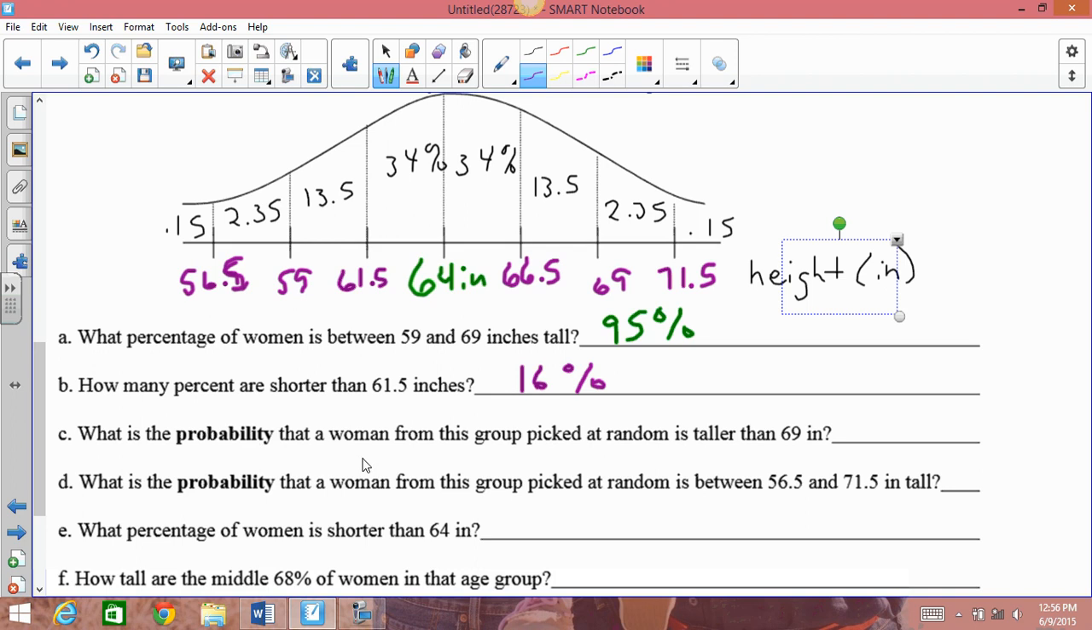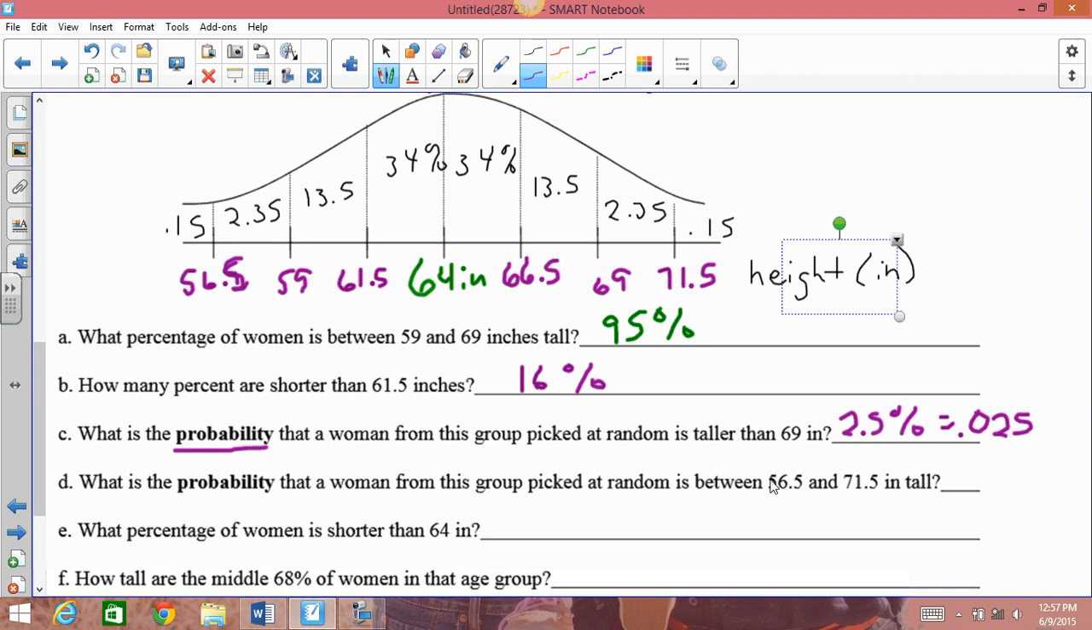What is the probability? We'll talk about the difference there. Probability just means your answer is going to be expressed as a decimal and not a percentage. Picked at random is taller than 69 inches. So taller than 69 inches, here's your 69. You want to be taller than that, so that's going to be going to the right. That would mean to add these two pieces together, that would give you 2.5. Remember, that's measured in percentages, so since you want probability, you just change it to a decimal. You move your decimal 2 places to the left, so 0.025. That would be your final answer there, probability.